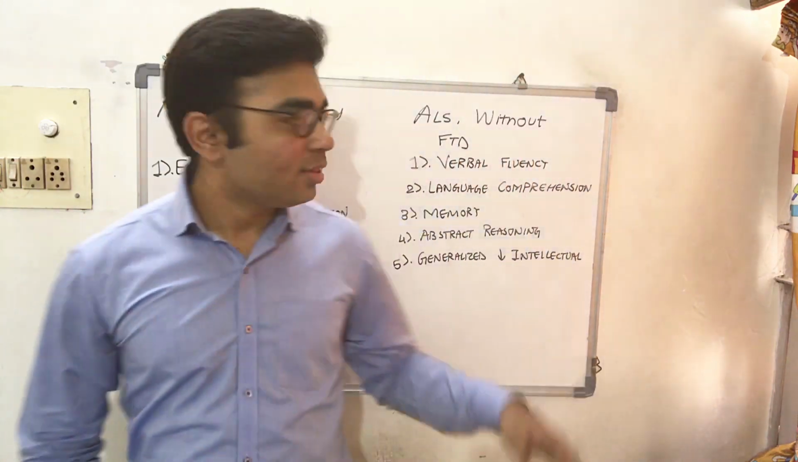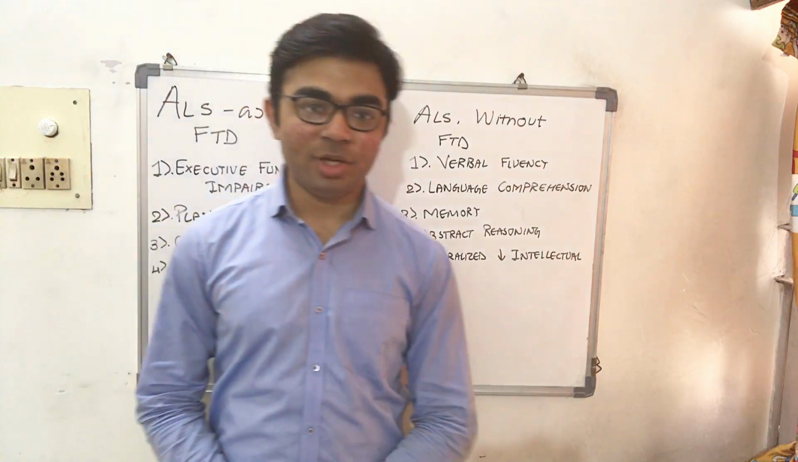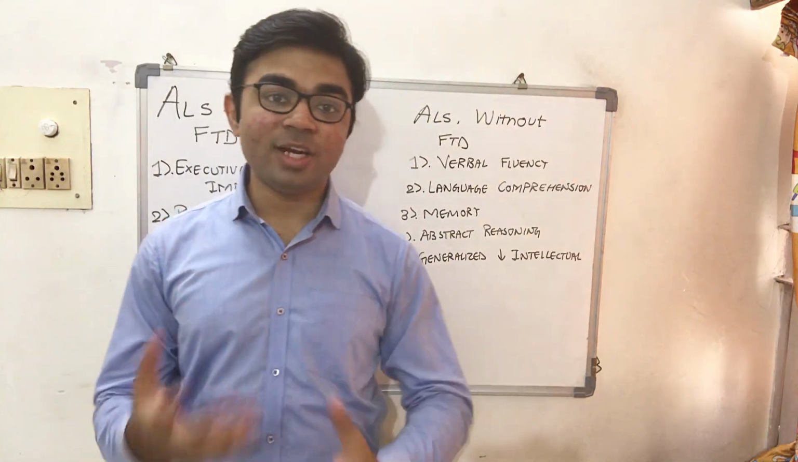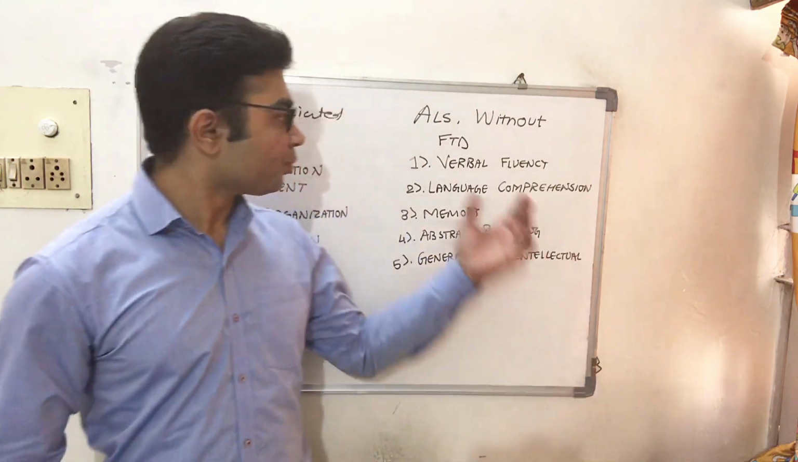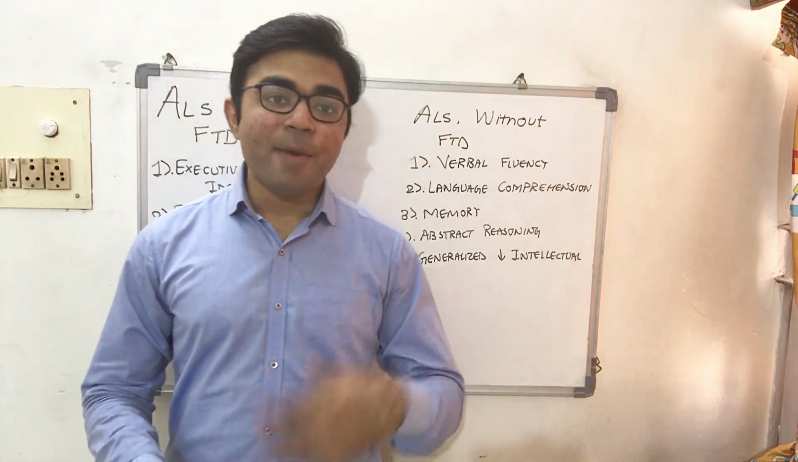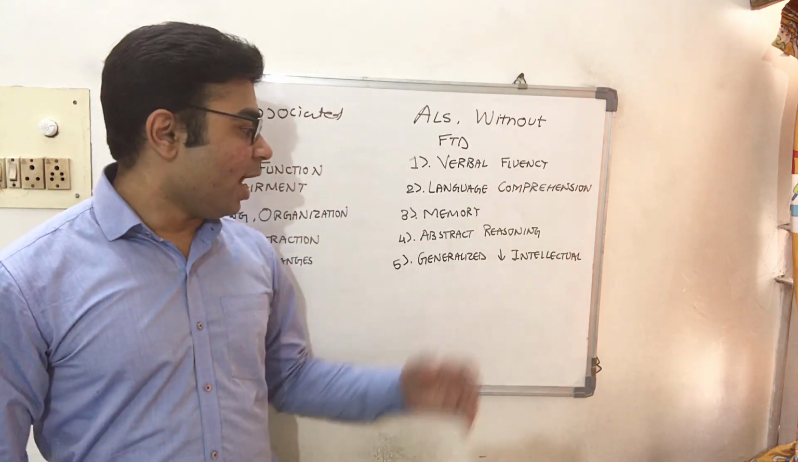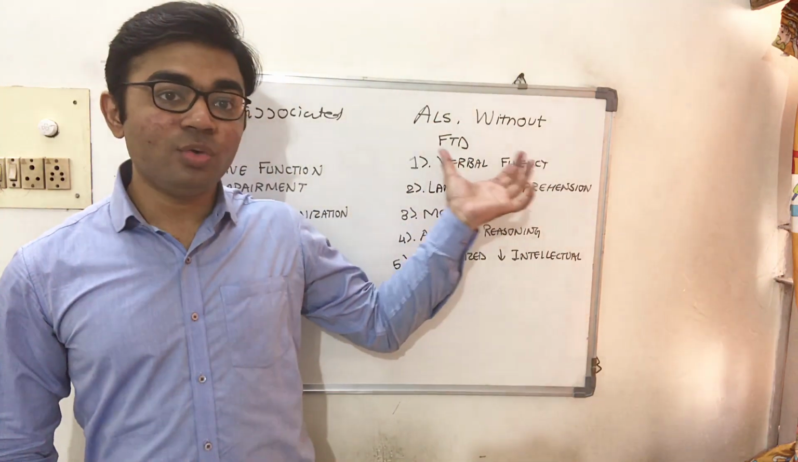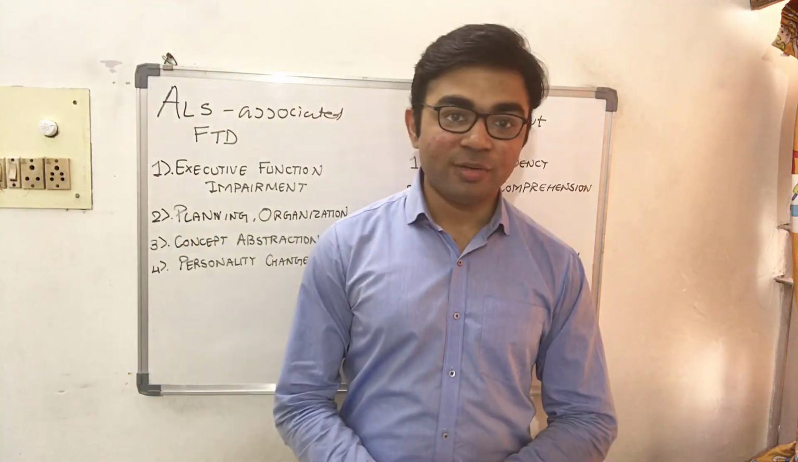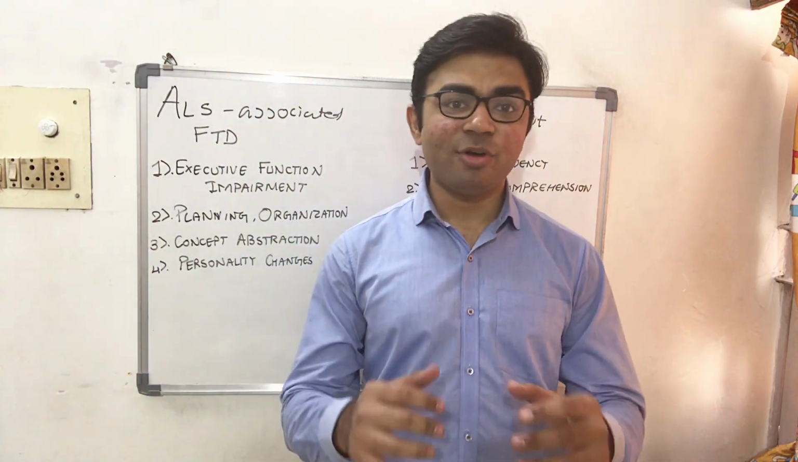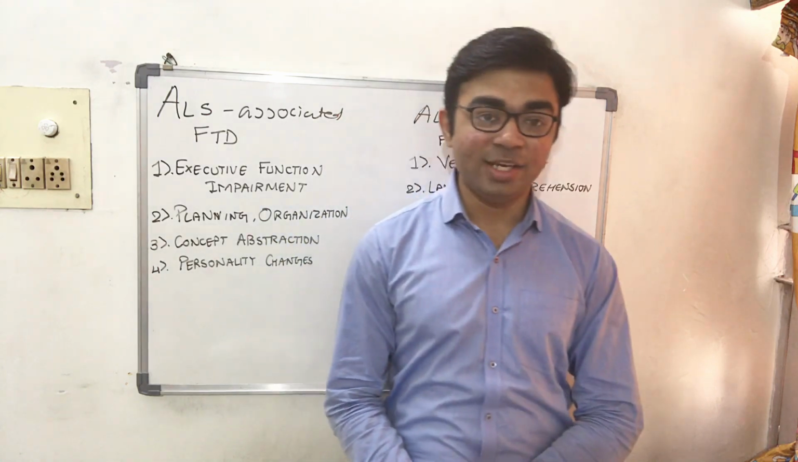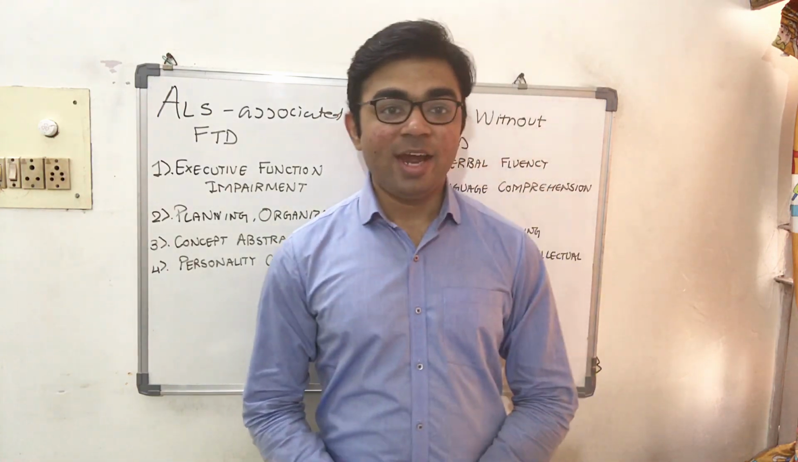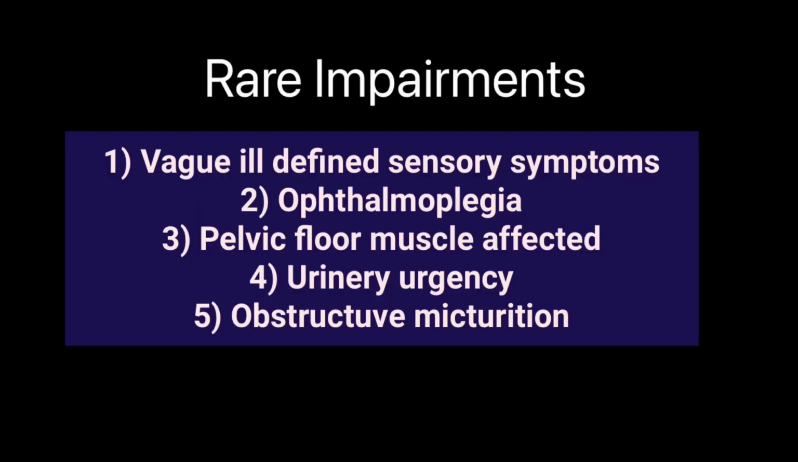Now comes the ALS without the frontotemporal dementia, in which we see difficulties in verbal fluency, language comprehension, memory, abstract reasoning, and a generalized decrease in the intellect of the patient. And some rare impairments are also seen, which are now on your screen. It includes some sensory impairments also, but these are very rare, not usually seen in case of ALS.